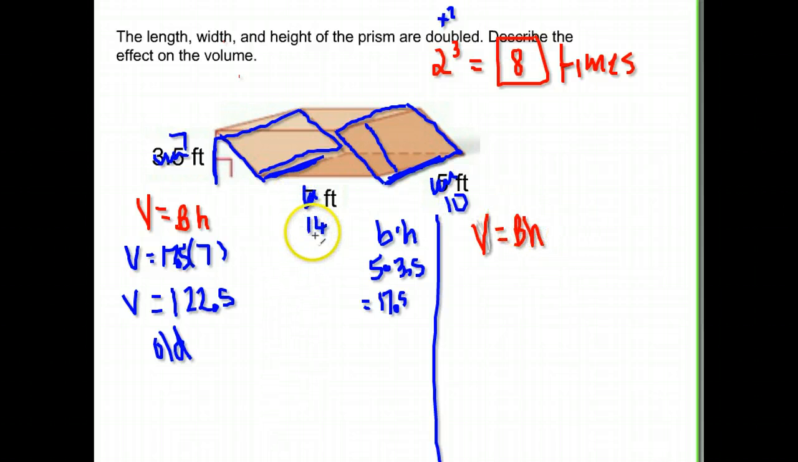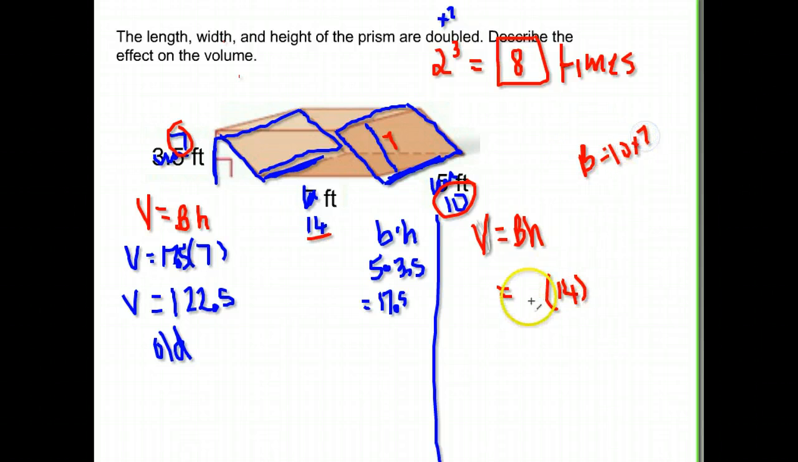Okay, so now our height is 14. And the area of our base is going to be 10 times 7. Okay, that height is 7. 10 times 7, or 70. Okay, let's go ahead and multiply those together. 70 times 14 gives me 980.